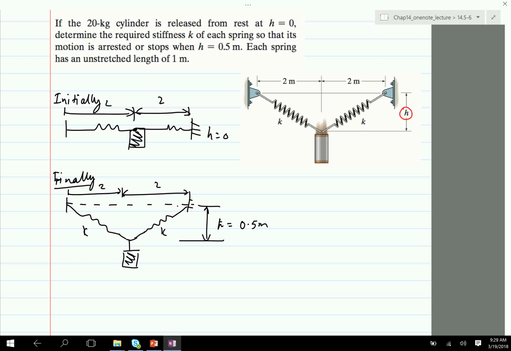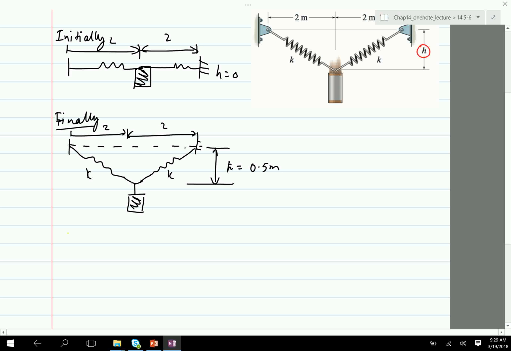But you could also do it with tools from this chapter, because the system essentially has certain energy when it starts off. Initially the energy is only potential, and then when it drops off, it decreases gravitational potential energy and increases the spring energy. So you could use that too. So let's use conservation of energy, just because there are no dissipative forces.